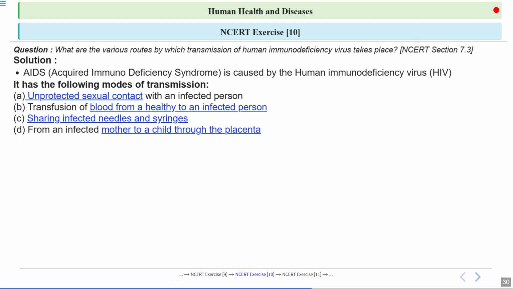Lastly, HIV can be transmitted from an infected mother to her child through the placenta during pregnancy. This is called vertical transmission. It's similar to how nutrients and oxygen pass from mother to baby through the placenta, but unfortunately, the virus can also sometimes cross this wall and infect the fetus.